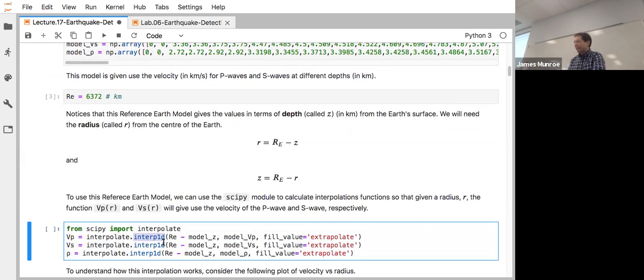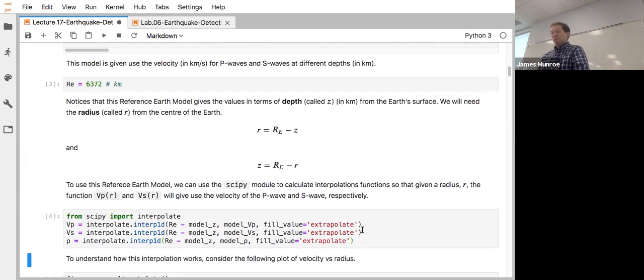We talked about this briefly. This is not best fit. This is basically connecting the dots of the line to come up with 3 functions. Now, VP, VS, and rho are actually functions that we can plot.